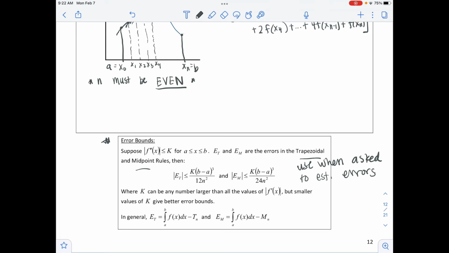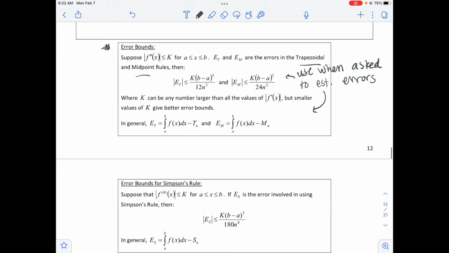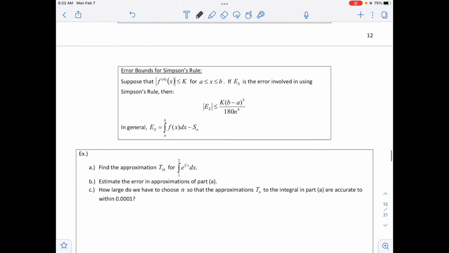In general, the error for the trapezoid rule would be the integral from a to b of f of x dx minus that approximation. And likewise for our midpoint rule, it would be the integral from a to b of f of x dx, the true value, minus the value that we got using our midpoint approximation. So you can also use these two when asked to estimate those errors.